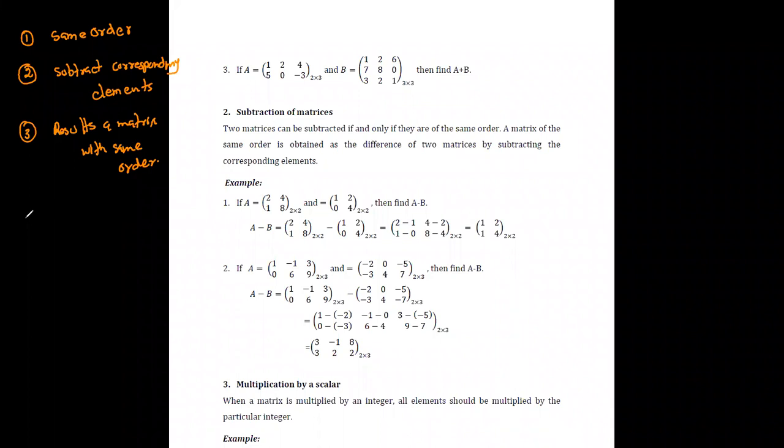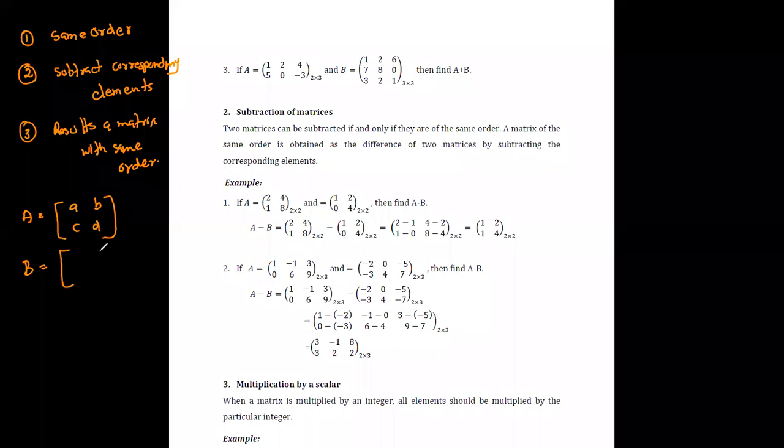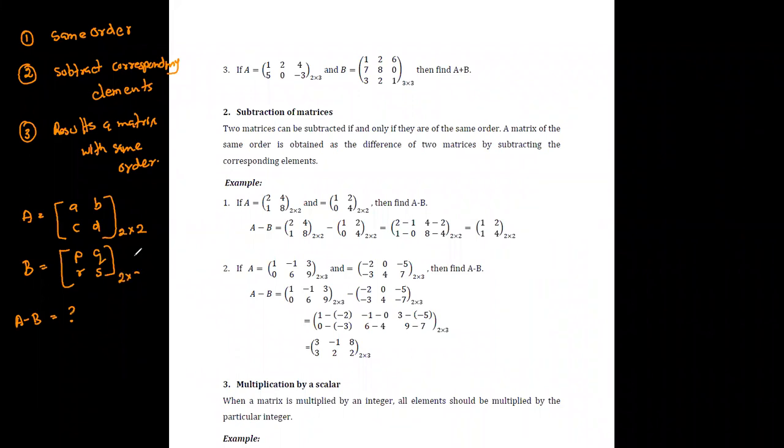If you see this example, let us say A is a, b, c, and d, and let another matrix be p, q, r, and s. If you consider this subtraction as A minus B and you are asked to perform this calculation, first you need to identify the orders of these two matrices. Here you can see that these two matrices have the same order.